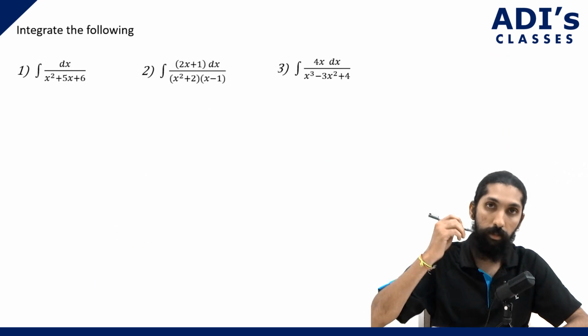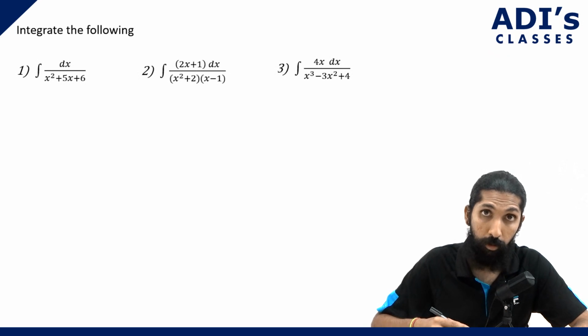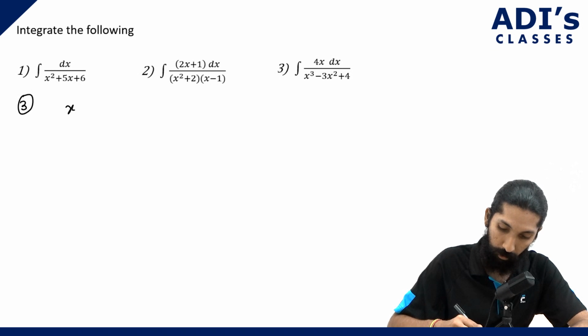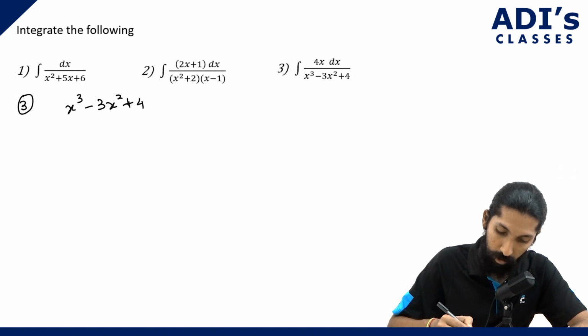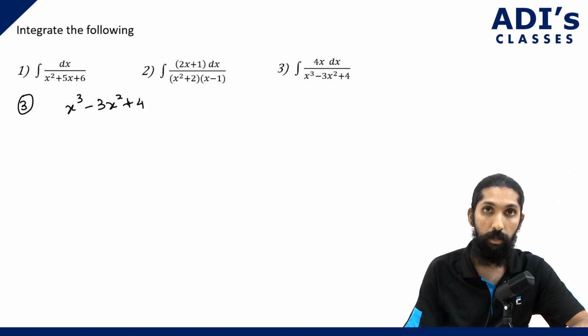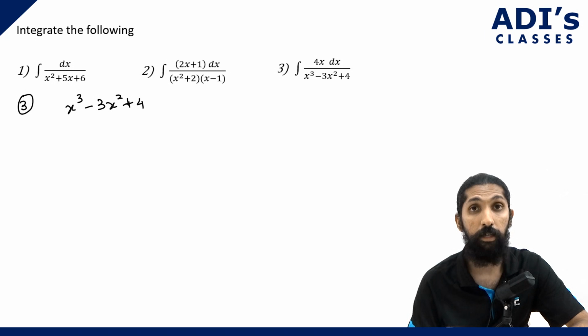All right. See the third question. See here, 4x by, you have a cubic polynomial. Right. So first, let's take the cubic one. What we know is, first we need to split it into its factors. Correct? Because once you split it into factors, then you are going to get the right answer. At least in the partial fraction form, you will be able to do it.